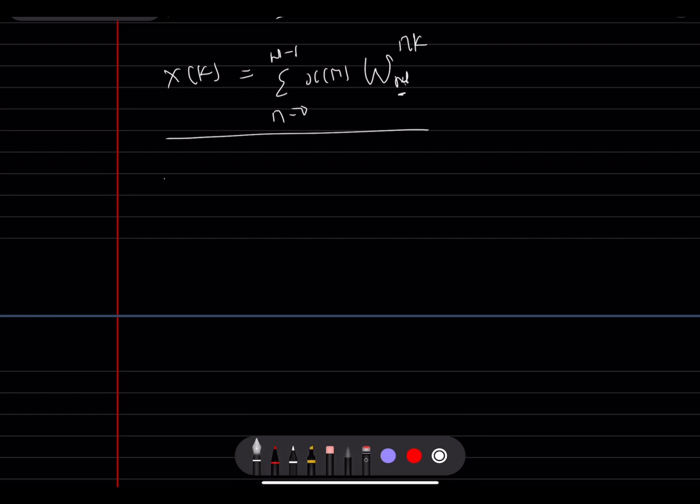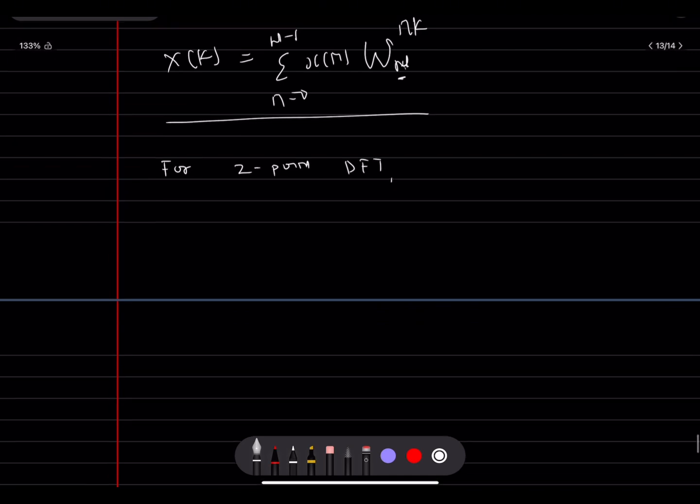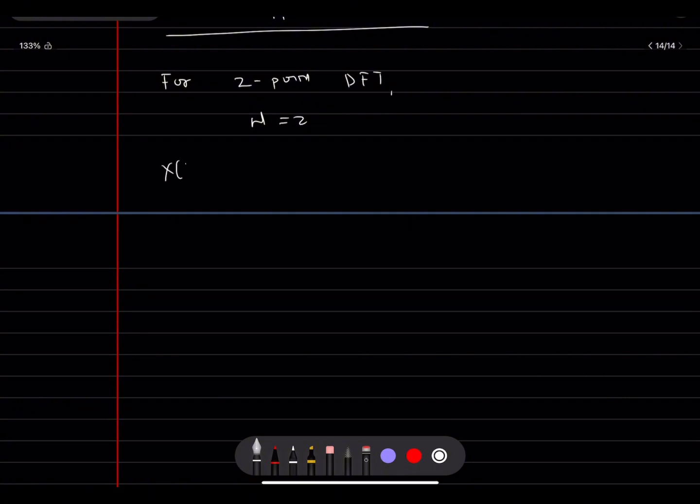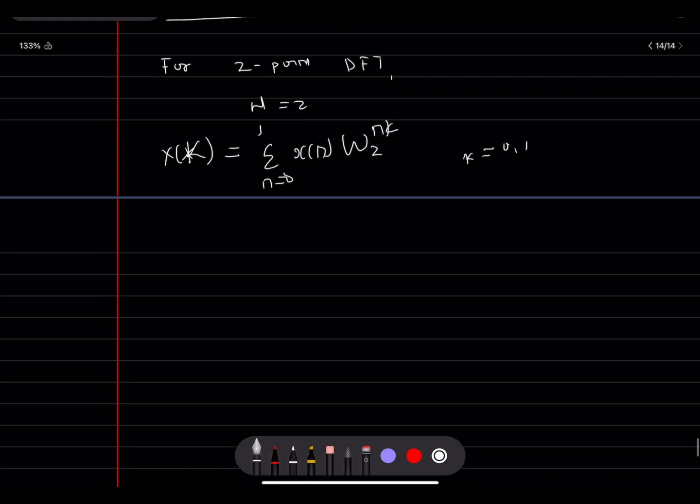Now, for a 2-point DFT, of which we are going to get N equal to 2, we can write the formula as X of k equal to the summation of n equal to 0 to 1 of x of n, and then the Twiddle factor aspect is omega 2 power nk. And you have to take note that k is equal to 0 and 1, right? k is equal to 0 and 1.